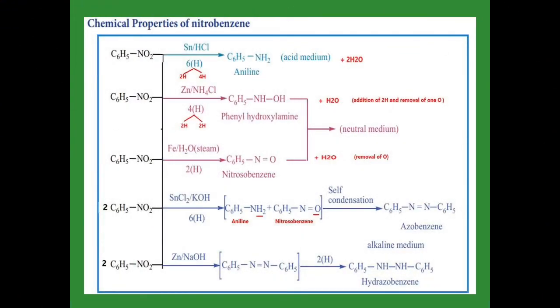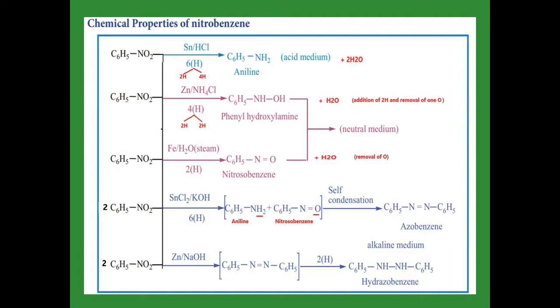Chemical properties of nitrobenzene. The first one, nitrobenzene is added with Sn/HCl. Here 6 moles of hydrogen is added. It is split into 2 hydrogen and 4 hydrogen. Then 4 hydrogen is taken away with the oxygen, so we get 2 moles of water removed. Instead of the 2 oxygen, 2 hydrogen is added. We get aniline.